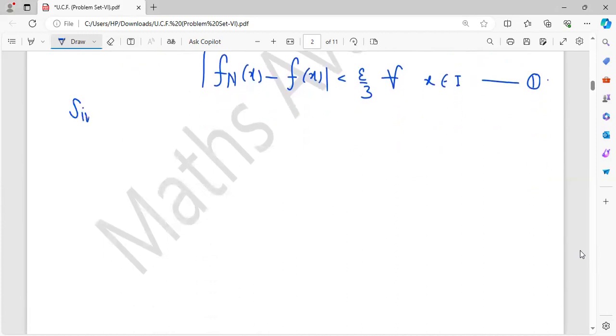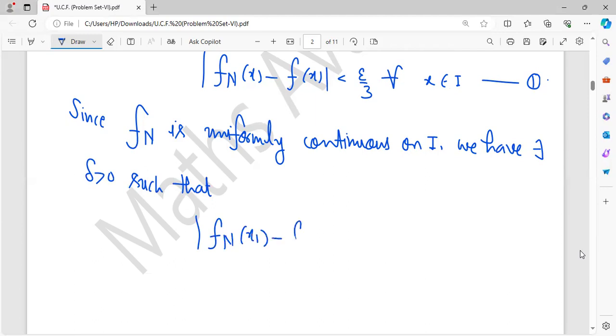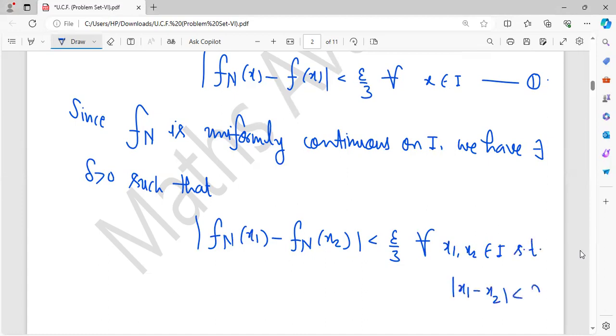Since f_N is uniformly continuous on I, we have there exists delta greater than 0 such that |f_N(x1) - f_N(x2)| is less than epsilon by 3 for all x1, x2 belonging to I such that |x1 - x2| is less than delta. Let's call it equation number 2.